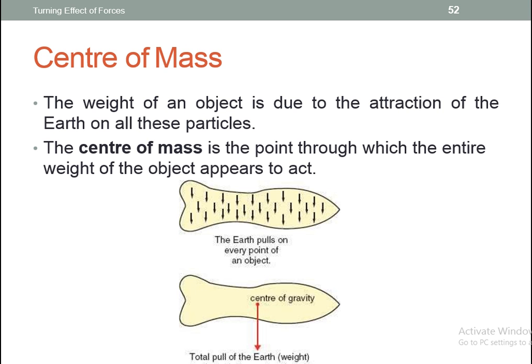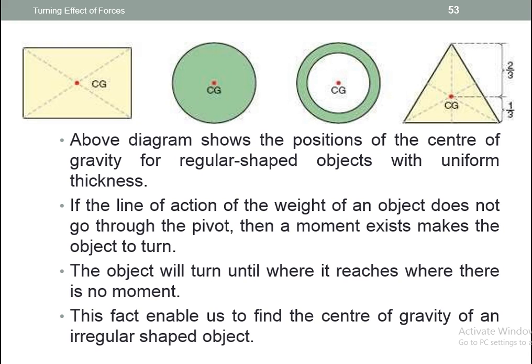So center of mass: the weight of an object is due to the attraction of the earth on all its particles. The center of mass is the point through which the entire weight of the object appears to act. मतलब एक ऐसा पॉइंट जिस पे तमाम बॉडी का वेट एक्ट करता है या एक्ट करता हुआ फील होता है, इज नोन एज center of mass. And these are the centers of mass of different objects like rectangular, circular, semicircular and triangular forms.